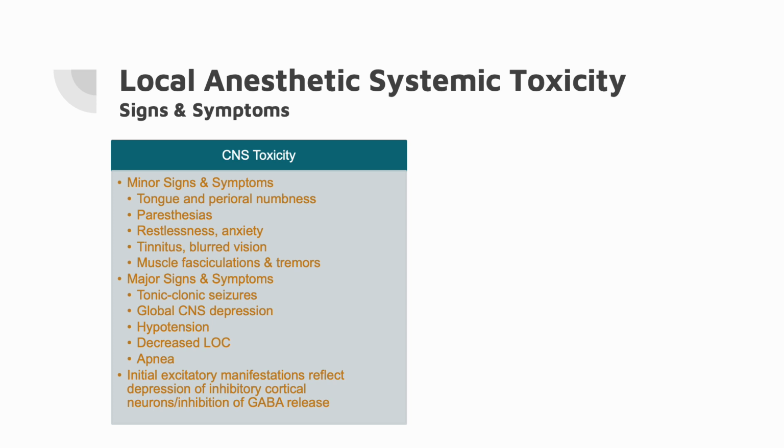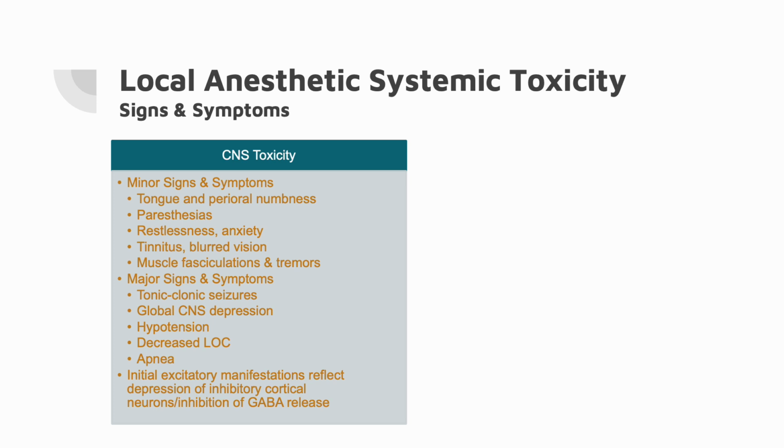Tonic-clonic seizures, global CNS neurodepression. This is where our patients, we're not able to arouse them, or they just get real sleepy all of a sudden. You can arouse them, but they're real groggy. Some hypotension, which I'm going to talk to you about because we're typically used to seeing hypotension, but as we'll see in a second, you typically have hypertension first in this. And then so on, you can get into apnea.